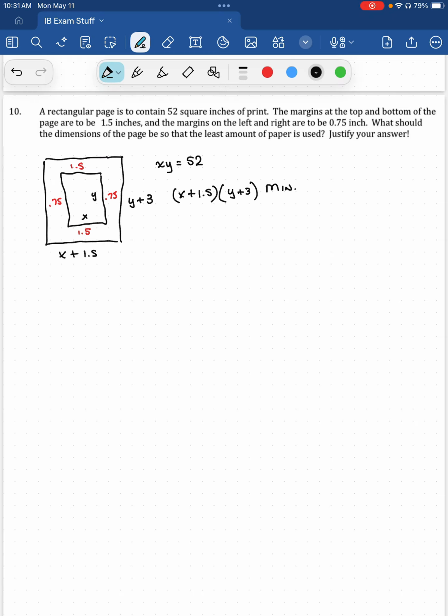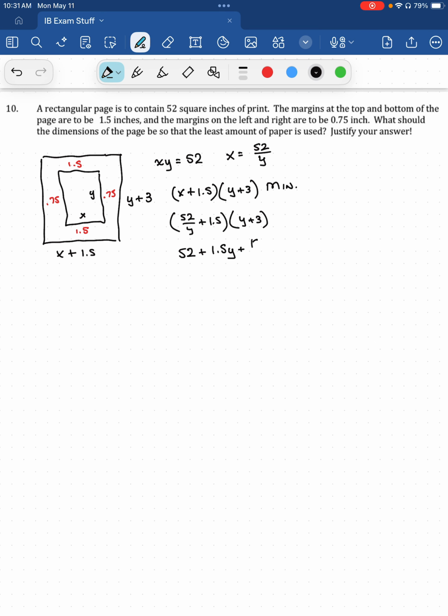The catch to that is it has too many variables in it. So we're going to come back up here and say something like X equals 52 over Y, meaning 52 over Y plus 1.5 times Y plus 3 is my function. Distributing that out, 52 over Y times Y is 52, 1.5Y, 52 times 3 is 156 over Y, and then 4.5. That is now going to be my function.